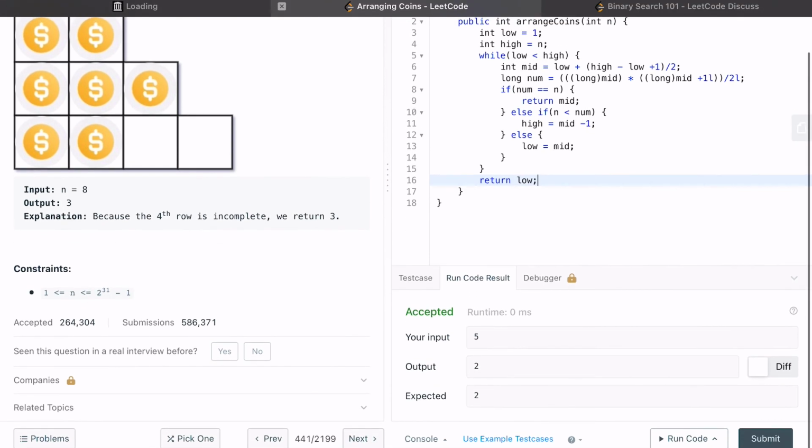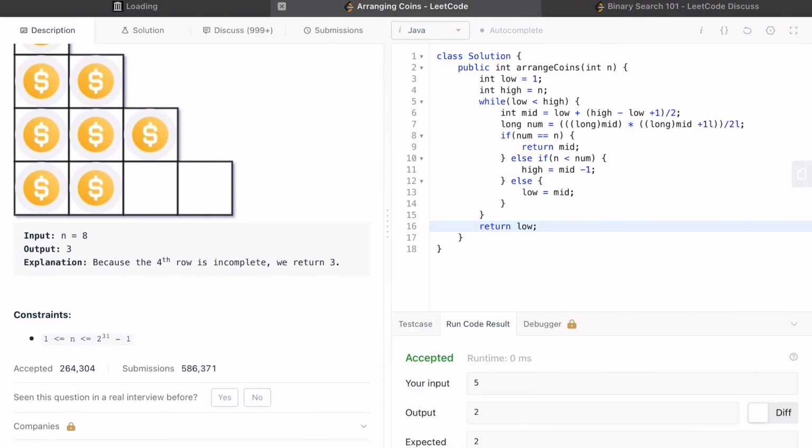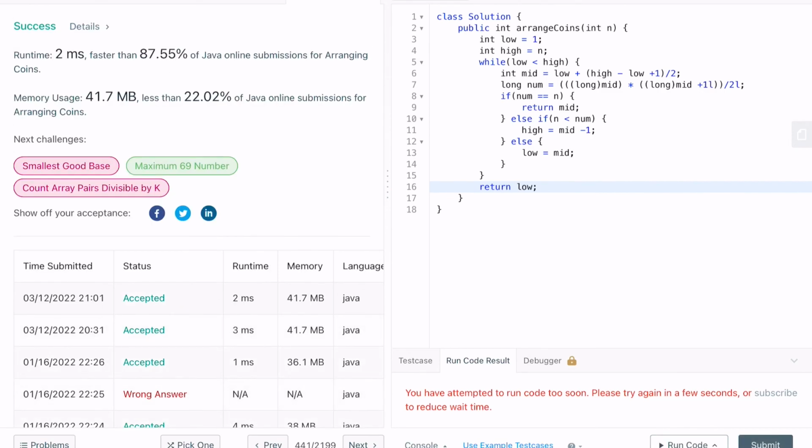So let's run this code, and then I can submit this. In our case, binary search is faster than our mathematical answer, but it depends on the system.